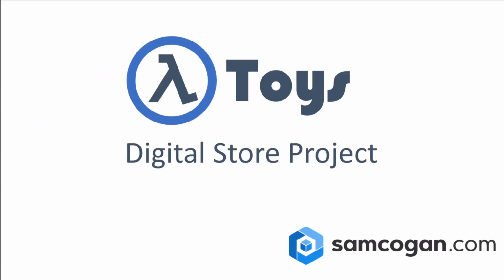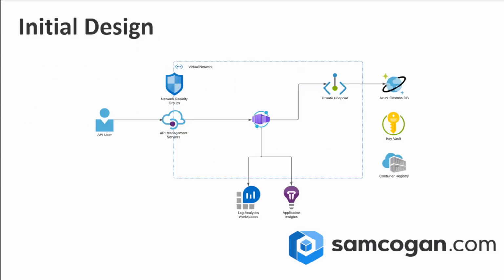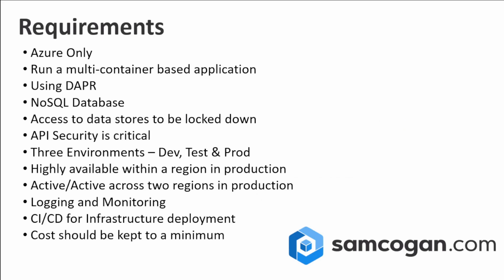As always, we're working on our Lambda Toys digital store project. We've got that deployed and now we're adding these levels of governance on top of that. We've got all our resources up and running and we're looking at our requirements around how we actually make sure we're delivering what we said we would.